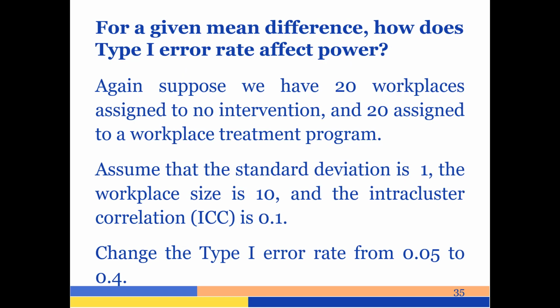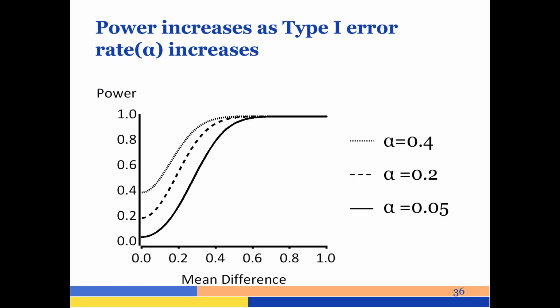This time we're looking at how type 1 error rate affects power, given mean difference. Here we see three types of type 1 error rates, and it shows that the power increases as type 1 error rate increases, telling us that the two have a direct positive relationship.